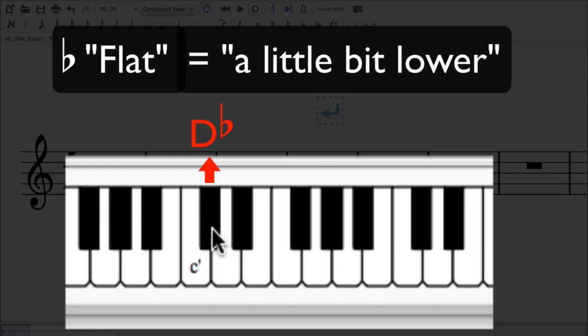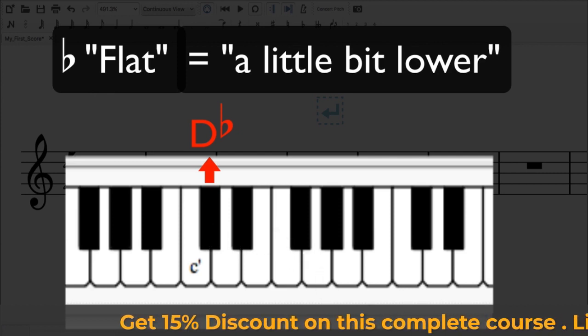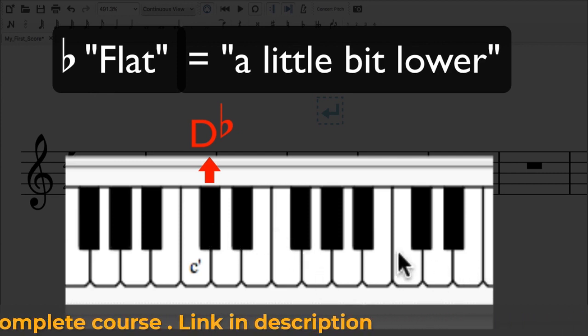So all black notes have two names. We can call this note C sharp or we can call it D flat. And when it comes to the piano, you're going to put your finger on the exact same spot. If the note says to play a C sharp or it says to play a D flat, it's that. It's the same thing. So all black notes have two possible names.